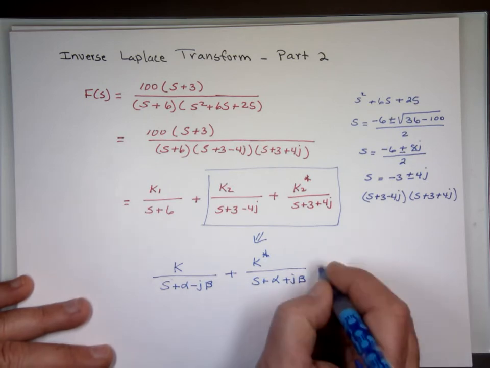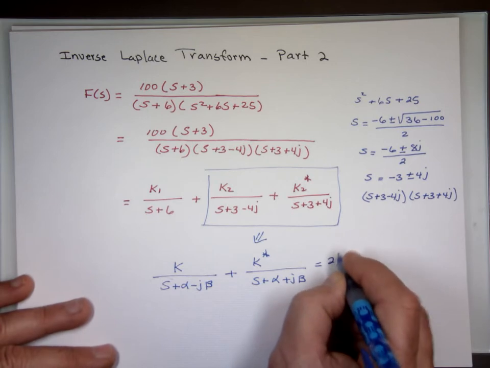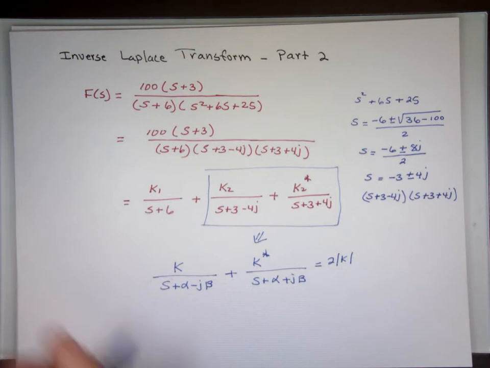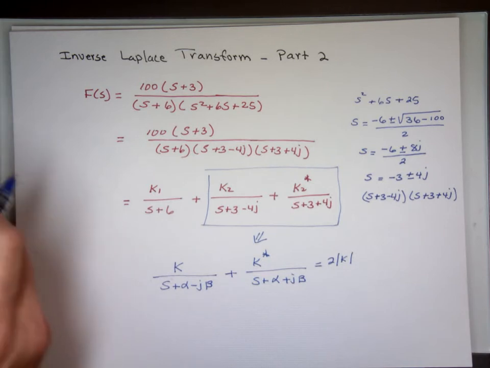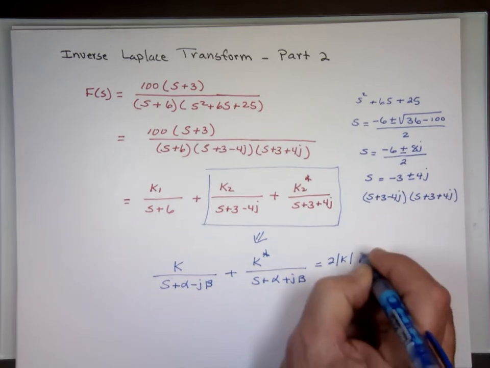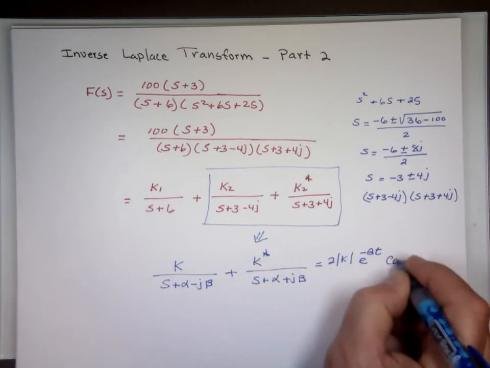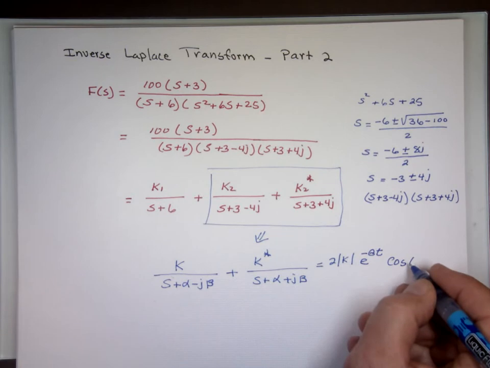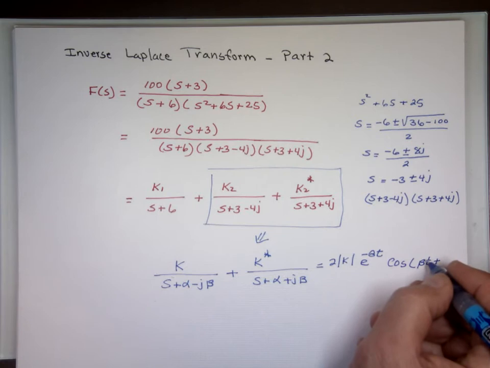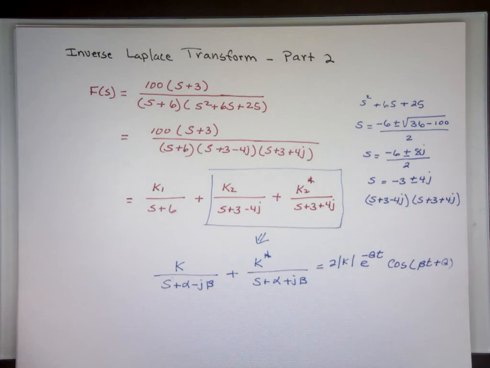But once you have a problem like this, we know what the solution is going to be: 2 times the absolute value of k, whatever value of k we found, times e to the minus alpha t times cosine of beta t plus theta. That's what the solution is going to be all the time. I'm sorry, that's alpha there. Now, what is theta?